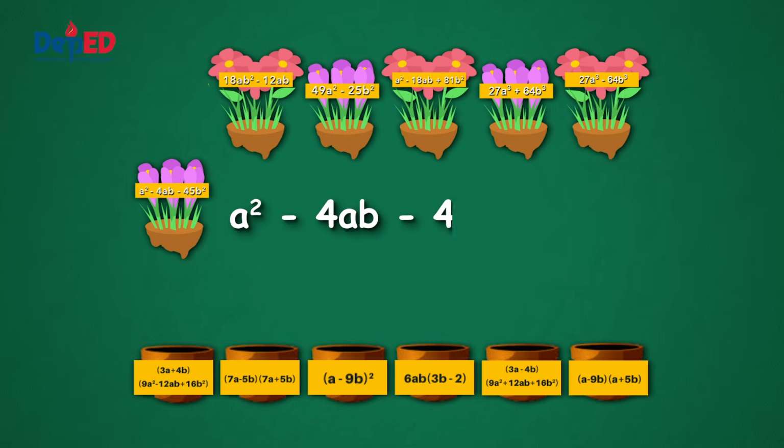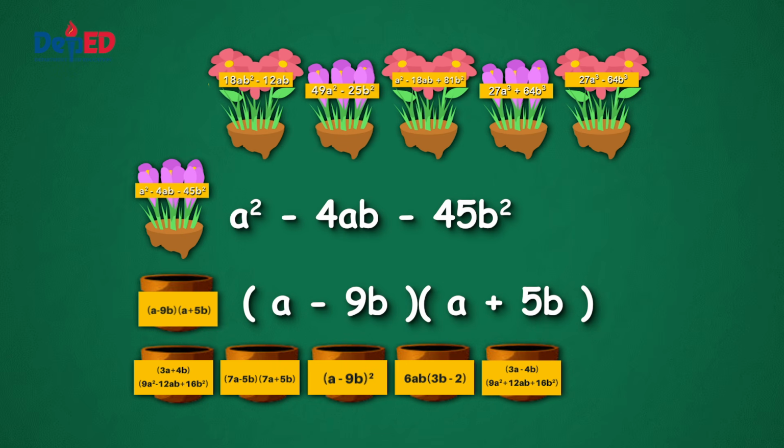Match the following polynomials to their respective factored form by placing the flowers on the correct pots. Let us start with this one. a squared minus 4ab minus 45b squared. What is its factored form? The answer is the quantity a minus 9b times the quantity a plus 5b. What we factored is a general trinomial.